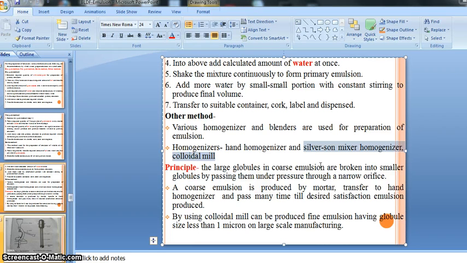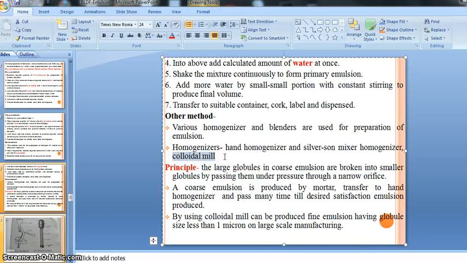There are two kinds of homogenizer given for the preparation of emulsion on a small scale, right? For the small scale production of emulsion we can use the hand homogenizer or the Silverson mixer homogenizer, or sometimes a colloidal mill is also used. And the colloidal mill is one kind of homogenizer, right?